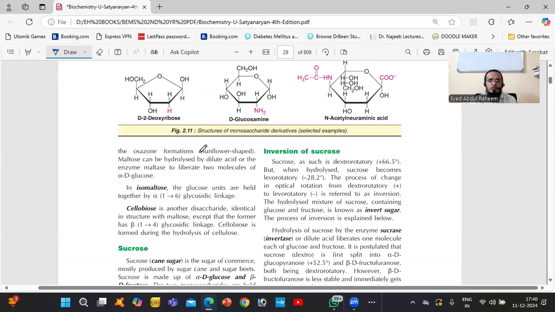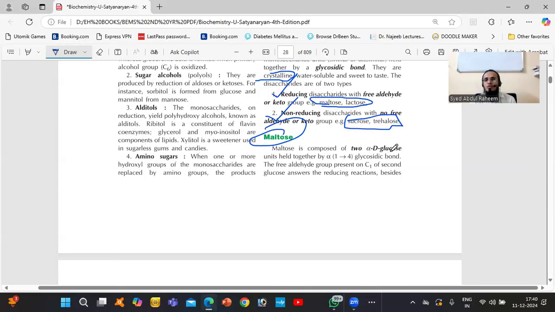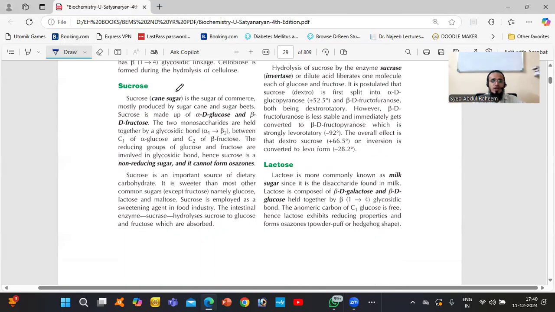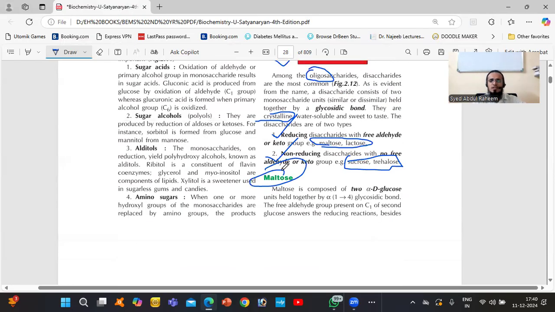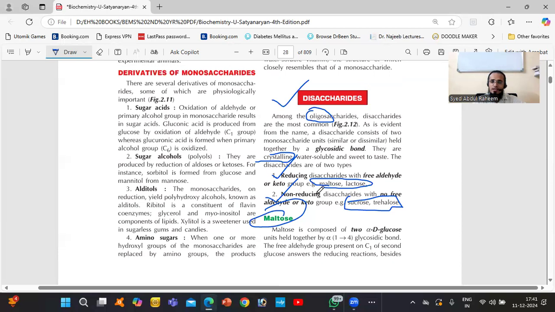Okay. So maltose, in that we have two alpha D glucose. That's the reason this is different from lactose, this is different from sucrose, and this is different from trehalose. Okay. The difference is the composition. So this is what we have to remember. Next we have sucrose. Sucrose is also known as cane sugar. In maltose and lactose, we have the same type of reducing property, and the reducing is in the disaccharides.